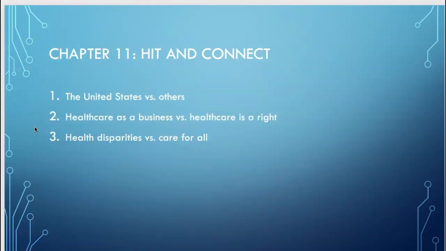So speaking of Chapter 11, health information technology and connecting, there's three major concepts that we're going to learn about in this chapter: the United States healthcare versus other countries' healthcare, healthcare as a business versus healthcare as a right, and health disparities versus care for all.